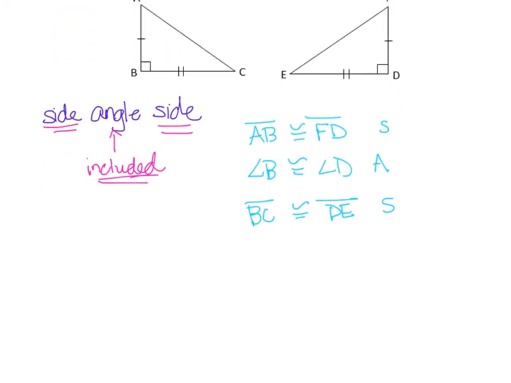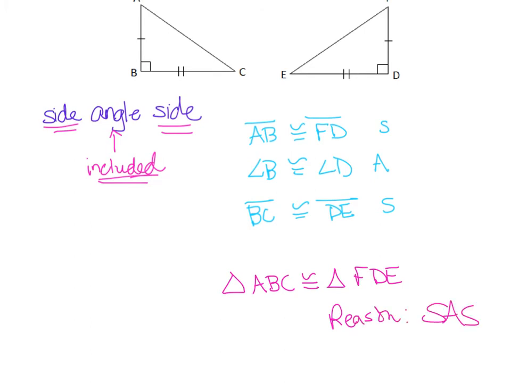So that allows us to make the concluding statement that triangle ABC is congruent to triangle FDE. And what's the reason? Side, angle, side.